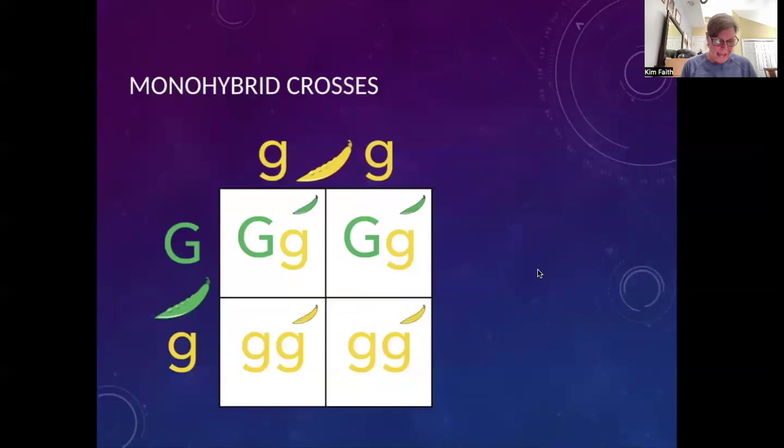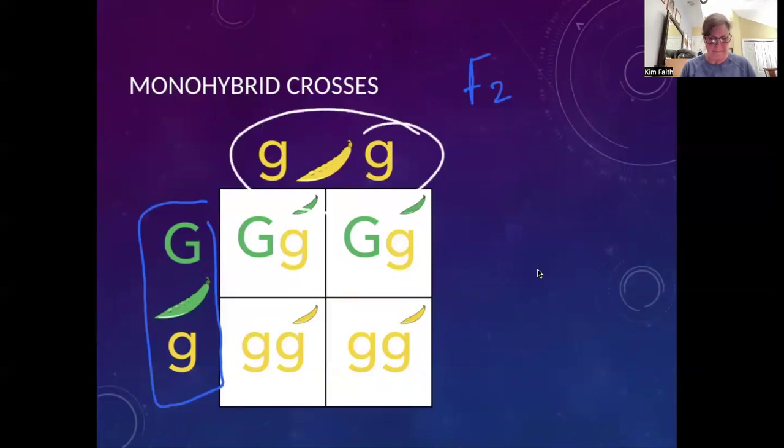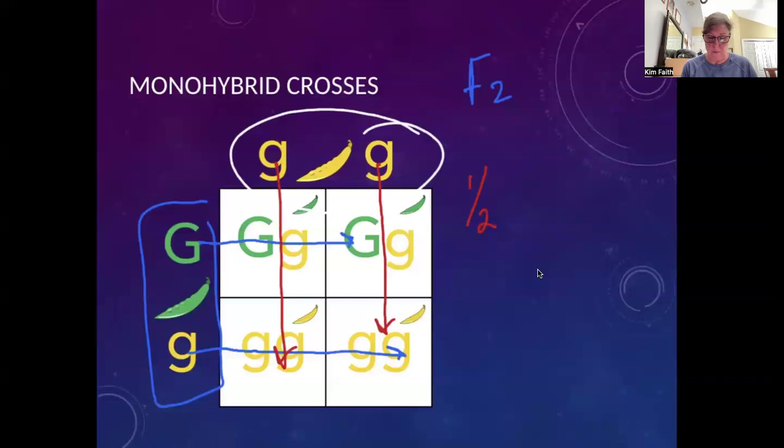Now, if we were to take, let's just say our F2, we were to take that heterozygous one here and cross it with a homozygous recessive, okay, we can do our cross again. So we have our big G going across, and then you can see the colors, the yellow, our little g goes across. And then we can take our little g down and our little g down. And we can see here that half are going to be green and half are going to be yellow. Okay.